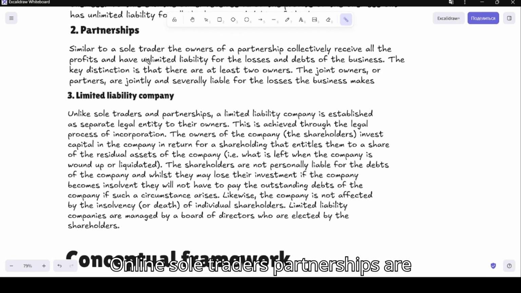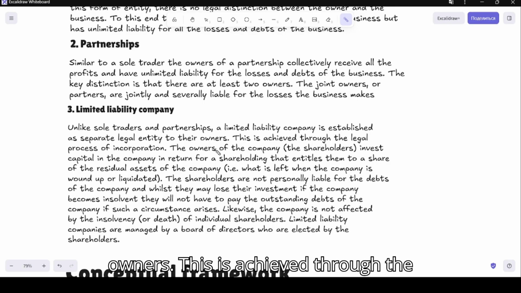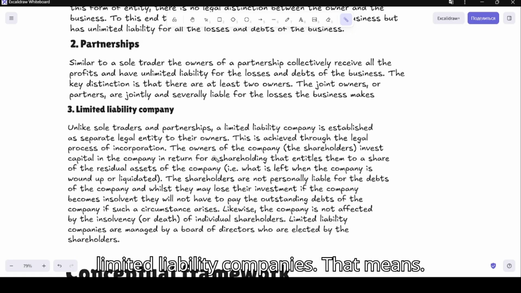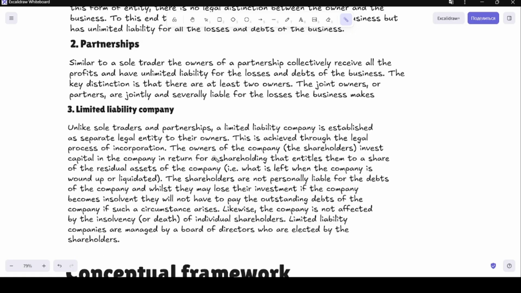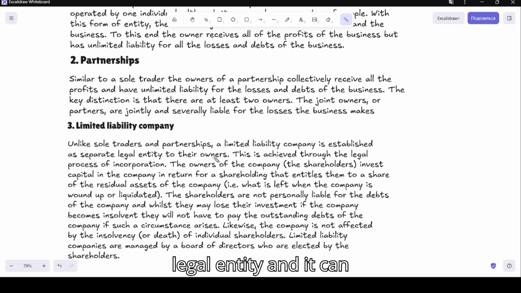Unlike sole traders and partnerships, a limited liability company is established as a separate legal entity from its owners. This is achieved through the legal process of incorporation. Imagine big companies, for example, Apple, Amazon, all of them are limited liability companies. That means the owner is not responsible for any losses. I mean investors, right? They are only responsible for the money that they invested. The business is another legal entity, and it can take debts under its own name.